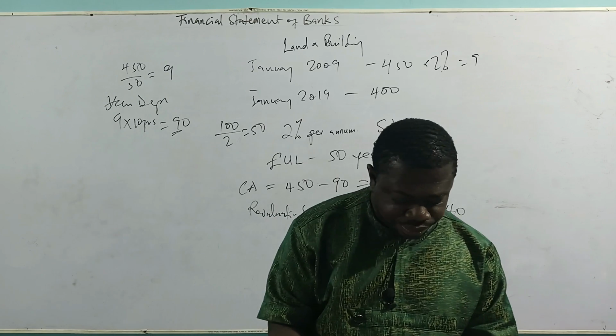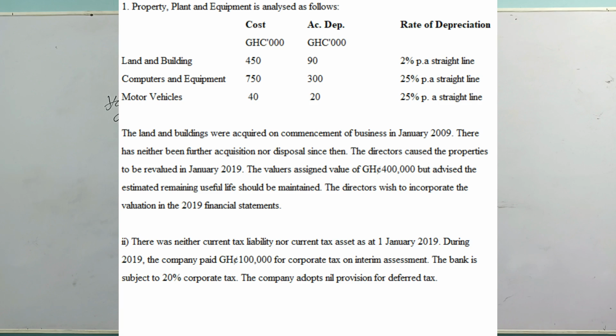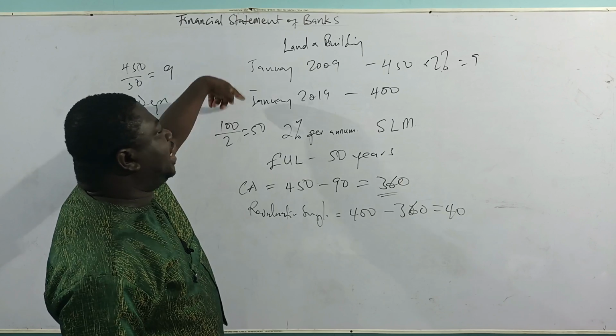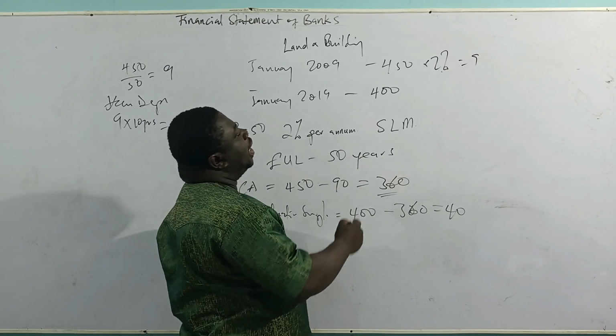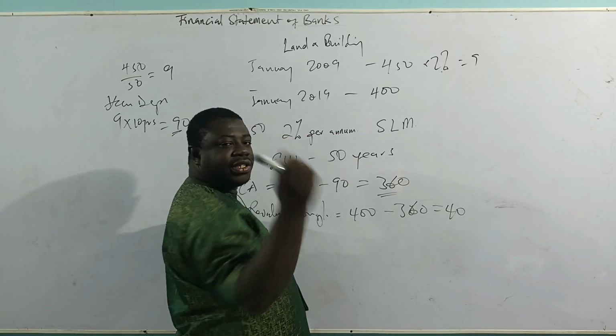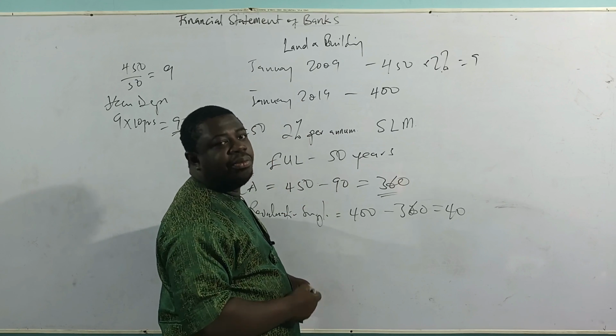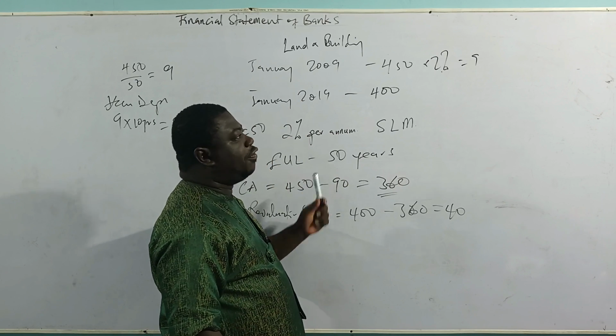Going back to the information, we are told that the directors caused the property to be revalued in January 2009. The valuers assigned a value of 400,000 but advised that their estimated remaining useful life should be maintained. Now, as at the date of revaluation, 10 years had elapsed from the 50 years. So if the useful life was 50 and at the date of revaluation 10 years is gone, how many years will be left? You see that it will be left with 40 years.